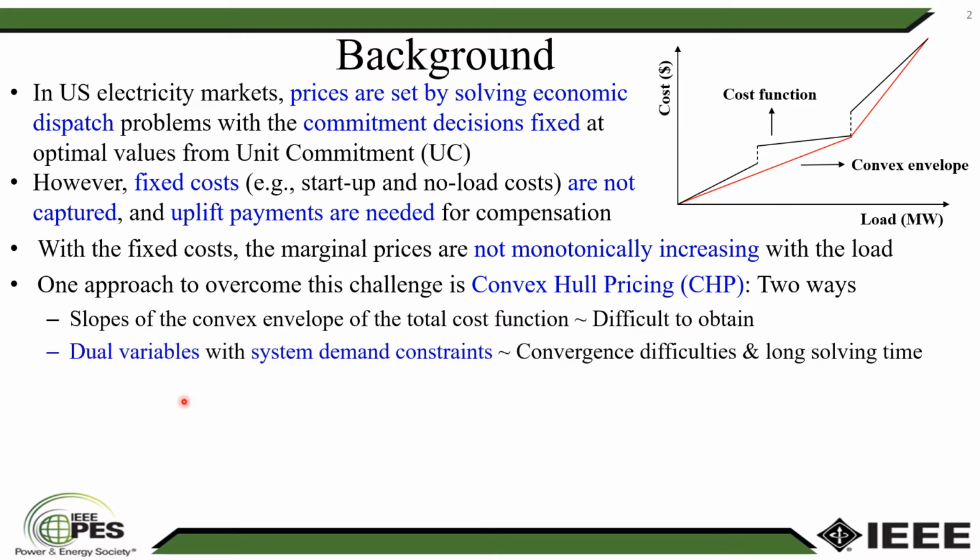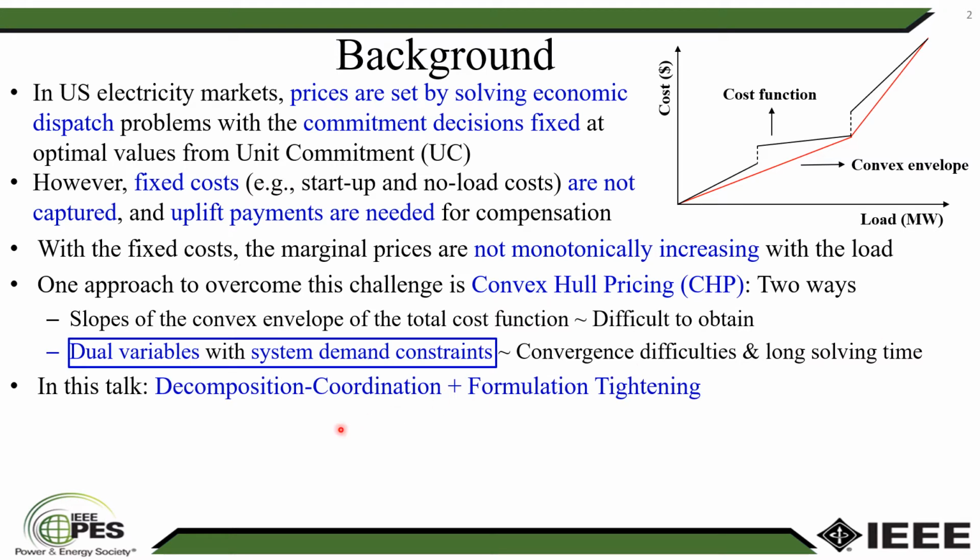Another approach to calculate the convex hull prices is by using the dual variables associated with system demand constraints of the UC problem. This method suffers from convergence difficulties and long solving time. Therefore, in this talk, we take the second approach and combine it with decomposition and coordination methods and formulation tightening to overcome these challenges.